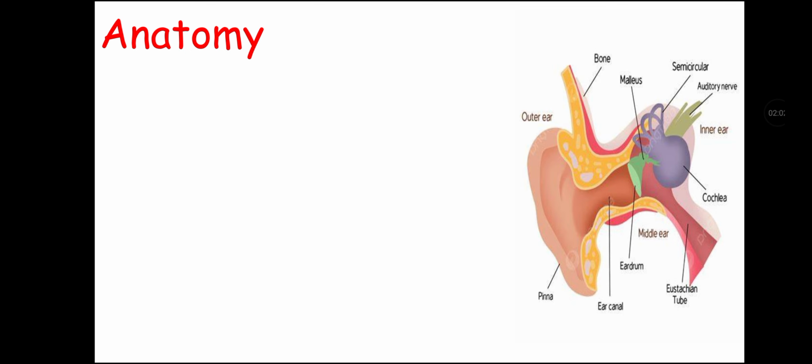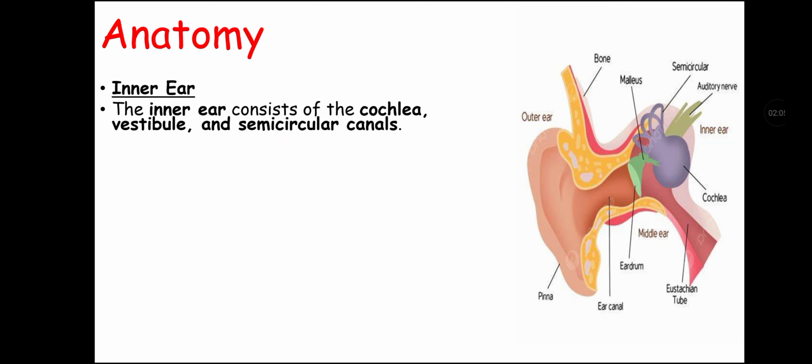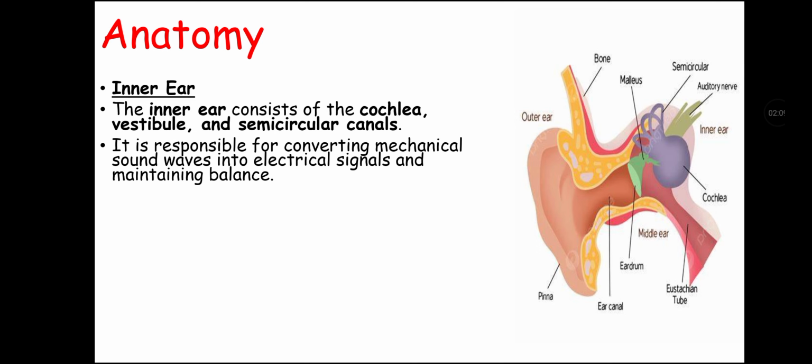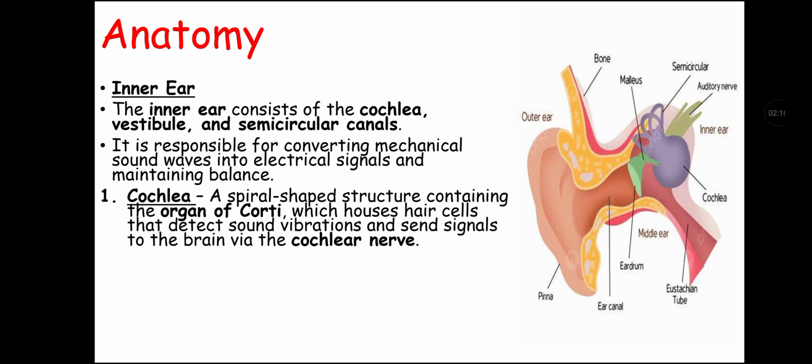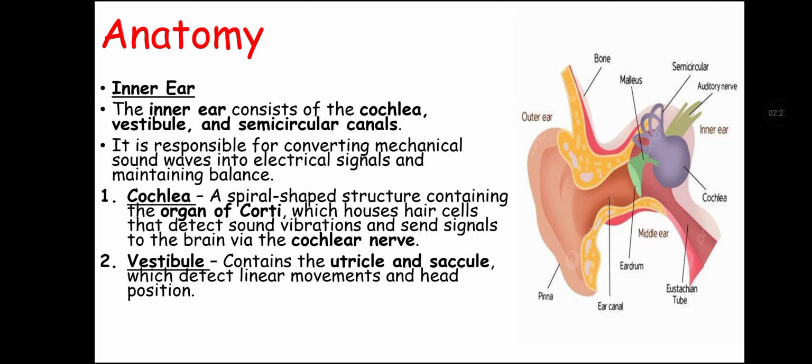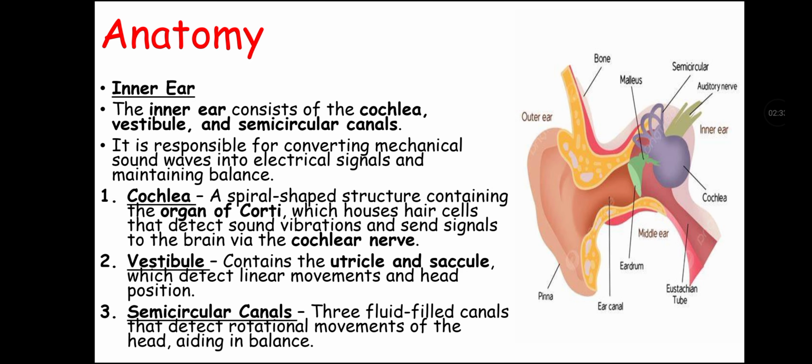The next part of ear anatomy is the inner ear, that consists of the cochlea, vestibule, and semicircular canals. It is responsible for converting mechanical sound waves into electrical signals and maintaining balance. It includes the cochlea, that is a spiral-shaped structure containing the organ of Corti, which houses hair cells that detect sound vibration and send signals to the brain through the cochlear nerve.